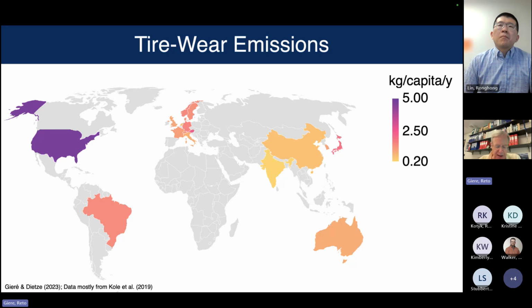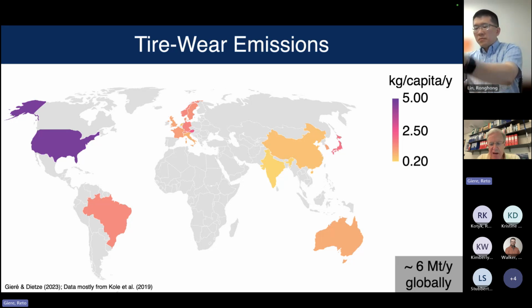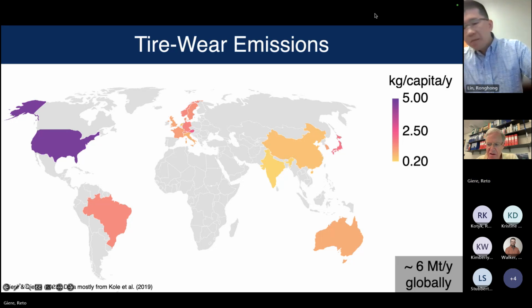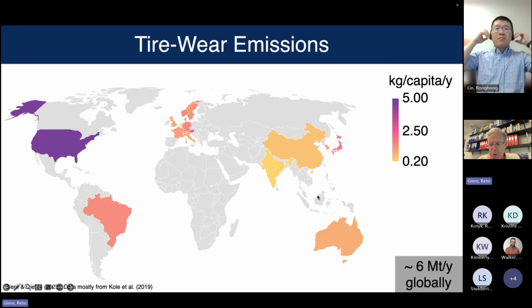Of course, this depends on various assumptions. These are estimates based primarily on a paper that was published in the Netherlands by Kohler. But it means that overall, if we estimate or extrapolate across the world, we emit 6 million tons of tire particles per year, globally. This is quite a high value.